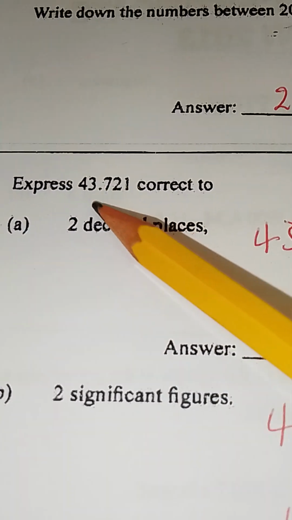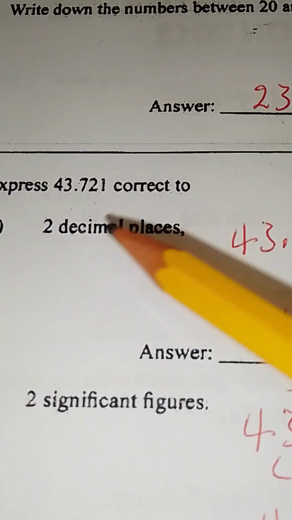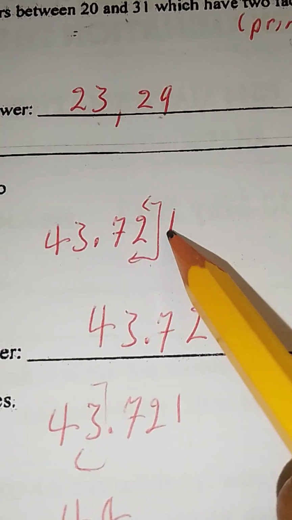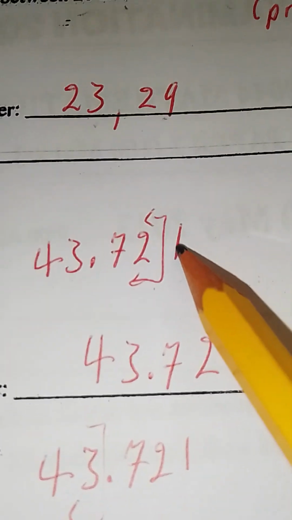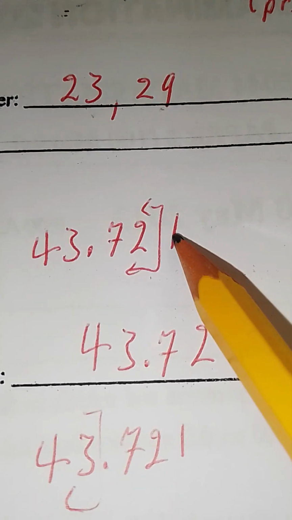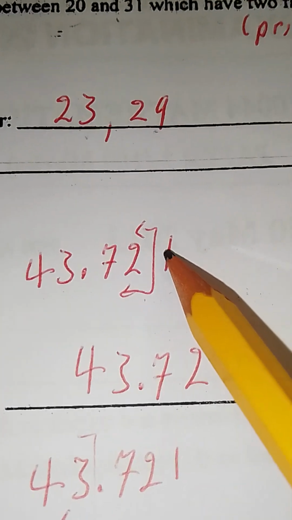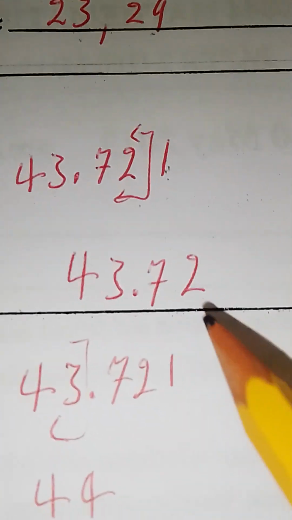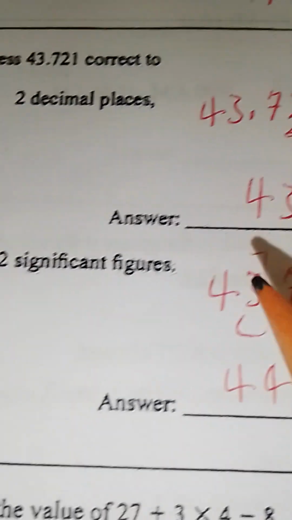Express 43.721 correct to two decimal places. So what I do is I look at the second decimal place. I then look to the right of that number, which is 1. If it's 5 or more, I add 1 to the 2, but it's less than 5, so I just drop it, so it becomes 43.72.